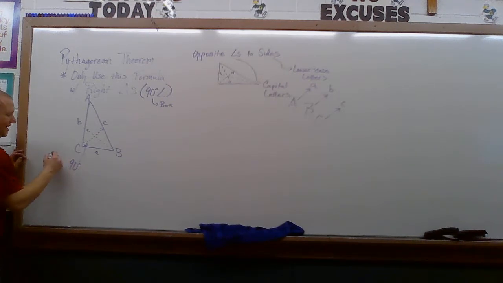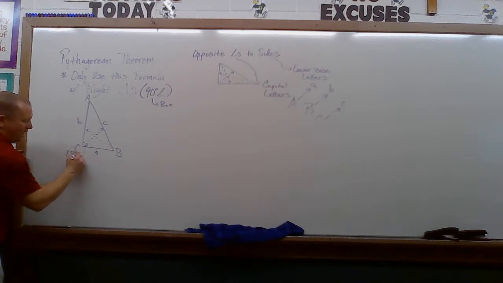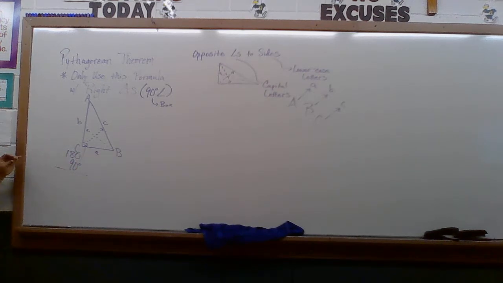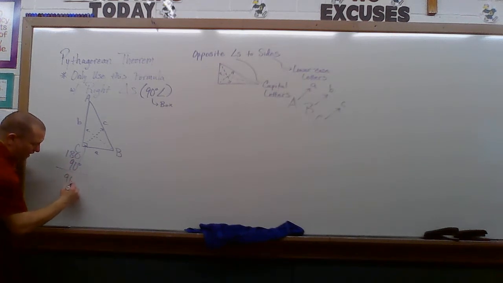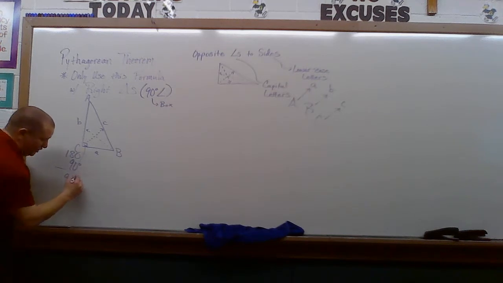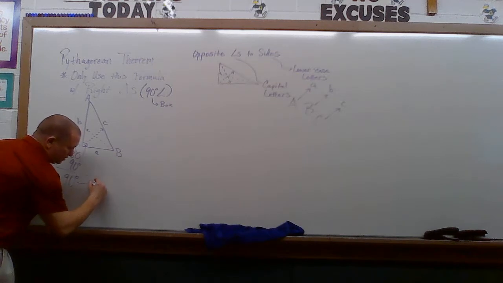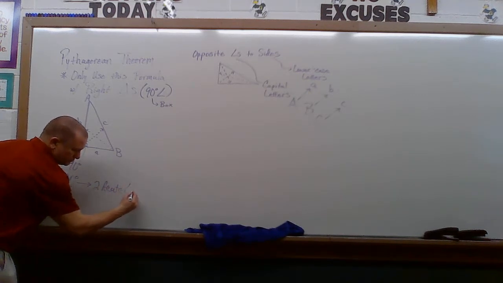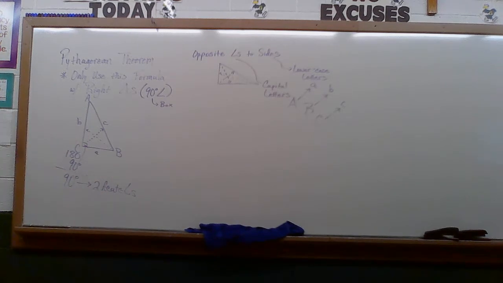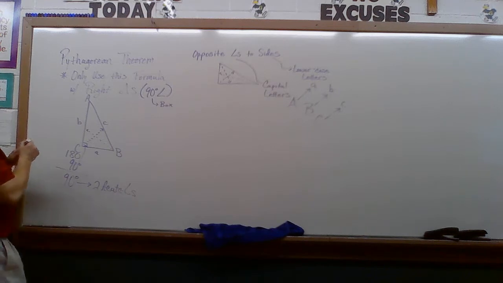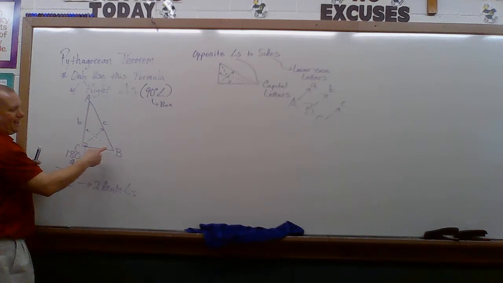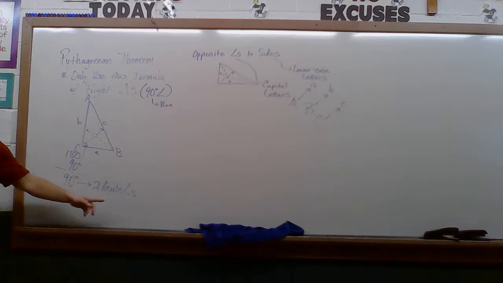So if I have one that's 90 degrees, and Addie said they all add up to 180 degrees, what do my other two add up to? 90 degrees. And so, as Carson said, these are going to be two acute angles. Right? Any two acute angles that I want. So basically what we're saying here is angle A and angle B have to be acute angles.